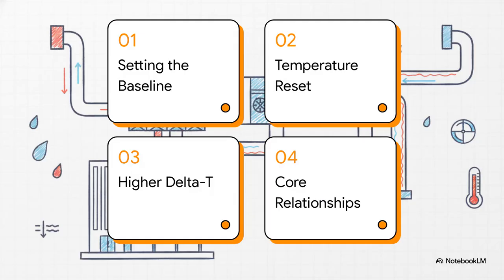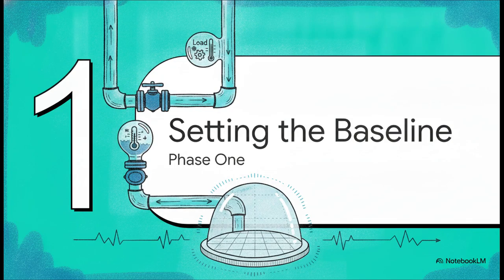So, here's our quick roadmap for the lab today. First up, setting the baseline. Second, Scenario 1, temperature reset. Third, Scenario 2, higher delta T. And finally, the core system relationships. Let's kick things off with Section 1, setting the baseline.